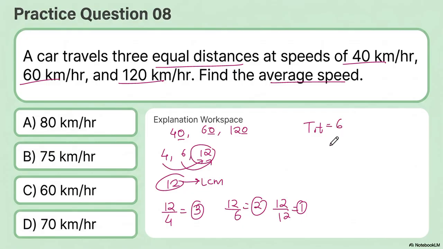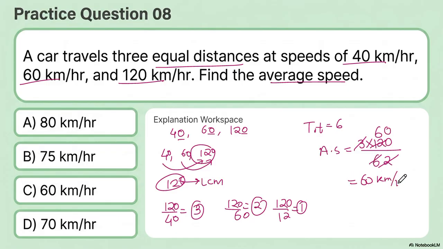So apply the formula. Average speed is equal to 3 multiplied by LCM, which is 12. Sorry, we have to take the 0 here. Okay. So if we take the 0, LCM is 120. The time is okay, but LCM is here 120, divided by total time, which is 6. So if we cancel out 3 to the 6, and 2 sixes are 12, and this 0 will remain. So the answer is 60 km per hour. The correct answer is C here.